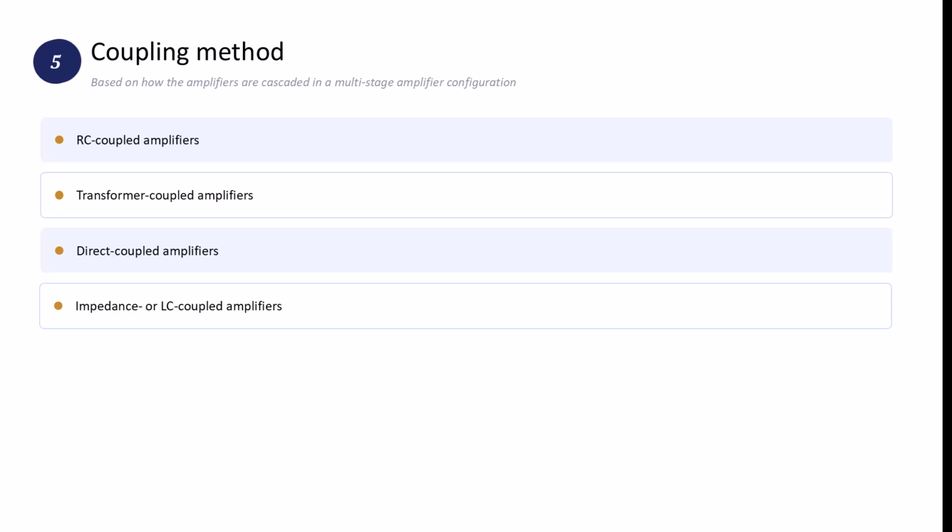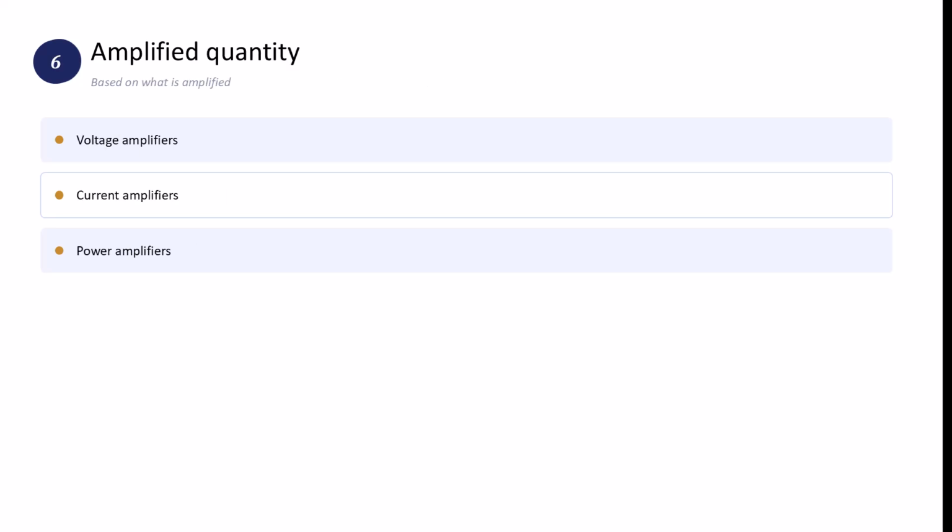The fifth classification is based on how amplifier stages are coupled together in a multi-stage configuration. This gives us RC coupled amplifiers, transformer coupled amplifiers, direct coupled amplifiers, and impedance or LC coupled amplifiers. The sixth and final classification is based on what quantity is being amplified, giving us voltage amplifiers, current amplifiers, and power amplifiers. That covers all 6 ways amplifiers can be classified.